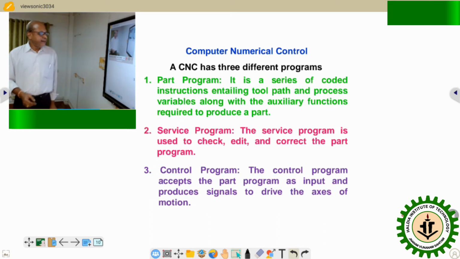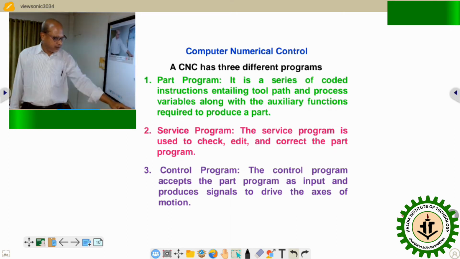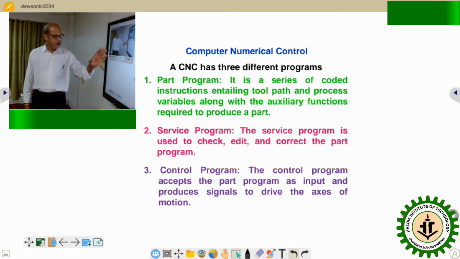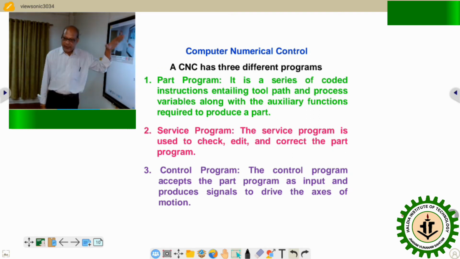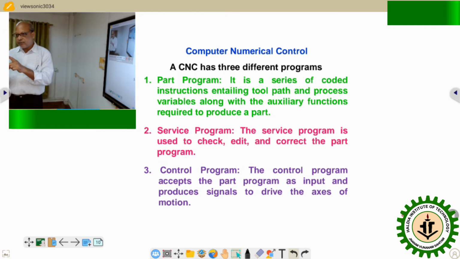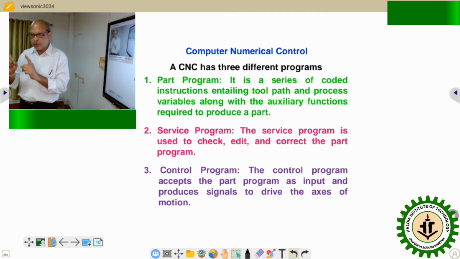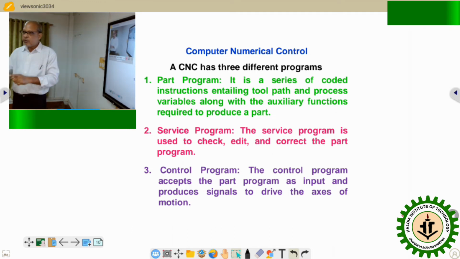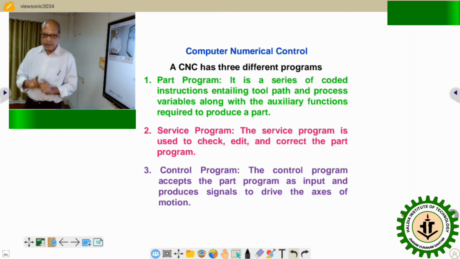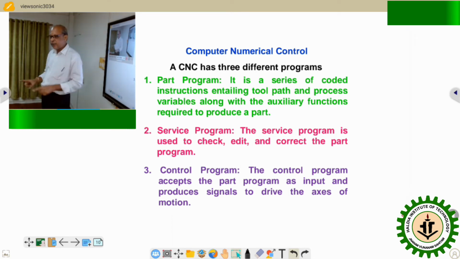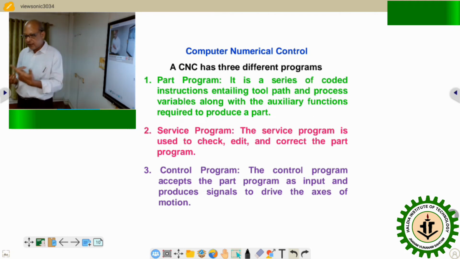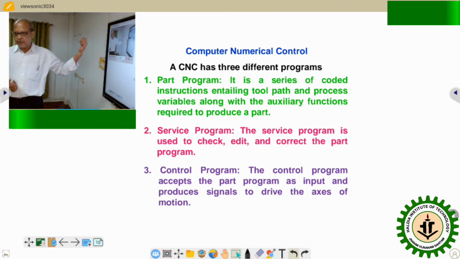This is another important concept. I will not say concept, rather 3 different programs. The one thing you should remember, once again, is that in NC machines, at that time there was no computer, so there was no memory. The majority of the CPU or the machine control unit was composed of electronics hardware. This is available in our first lecture 1 PPT.